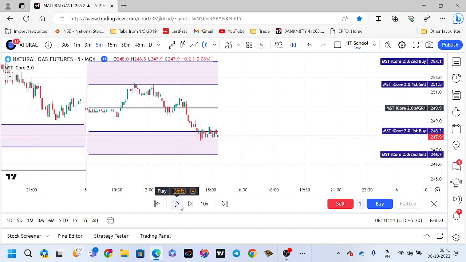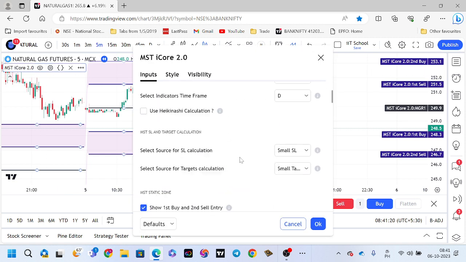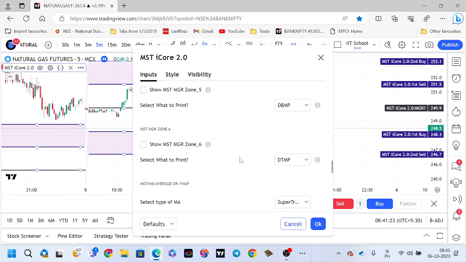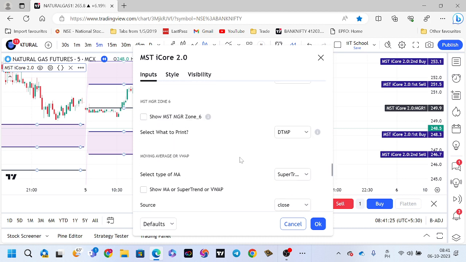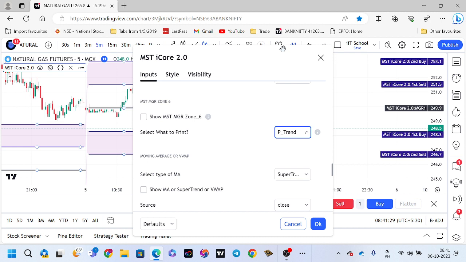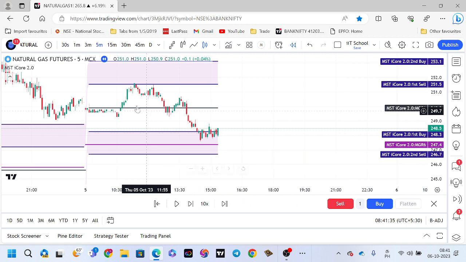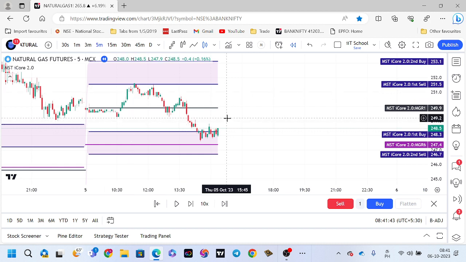Buy also activated. One person asked me what is P trend, why you have removed P trend from the updated one. No, I have not removed it, I have kept it as an option. Go to the IIT MGR zone and you can see P trend. What is the P trend? P trend is showing you the overall trend of the market. If the candlesticks are above the P trend, the trend of the market is a buy trend. If it is below the P trend, the trend of the market is a sell trend.